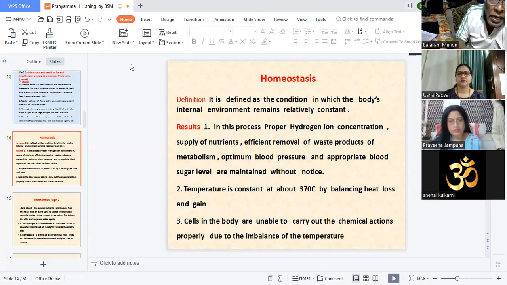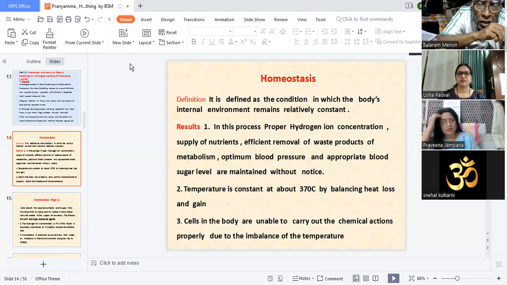In this process, proper hydrogen ion concentration, supply of nutrients, efficient removal of the waste products of metabolism, optimum blood pressure, and appropriate blood sugar level are maintained without notice. Temperature is constant at 37 degrees centigrade by balancing the heat loss and gain. Cells in the body are unable to carry out chemical actions properly due to an imbalance of the temperature.